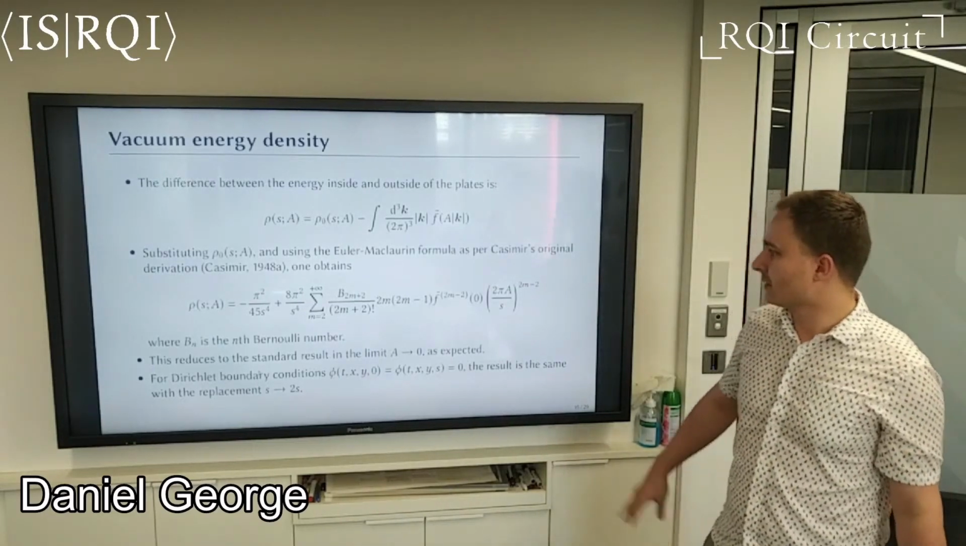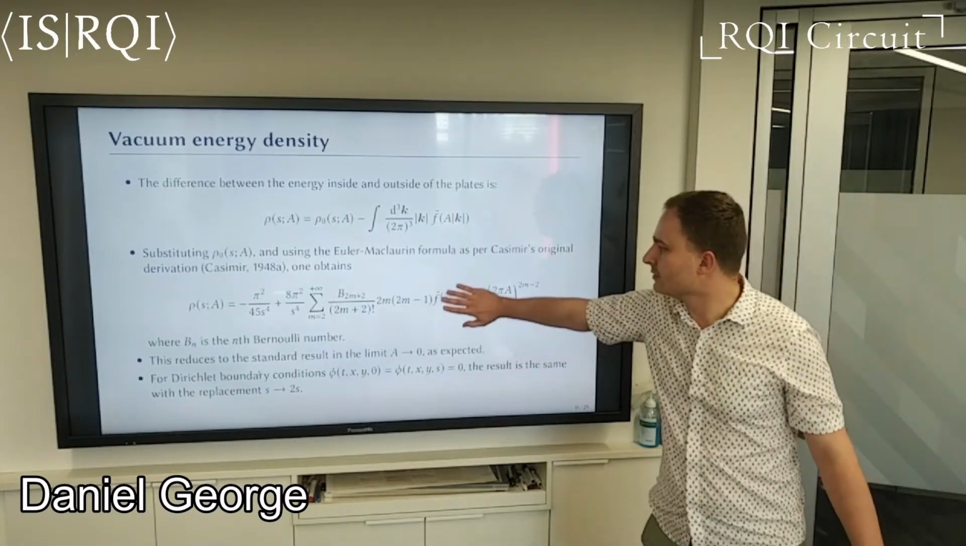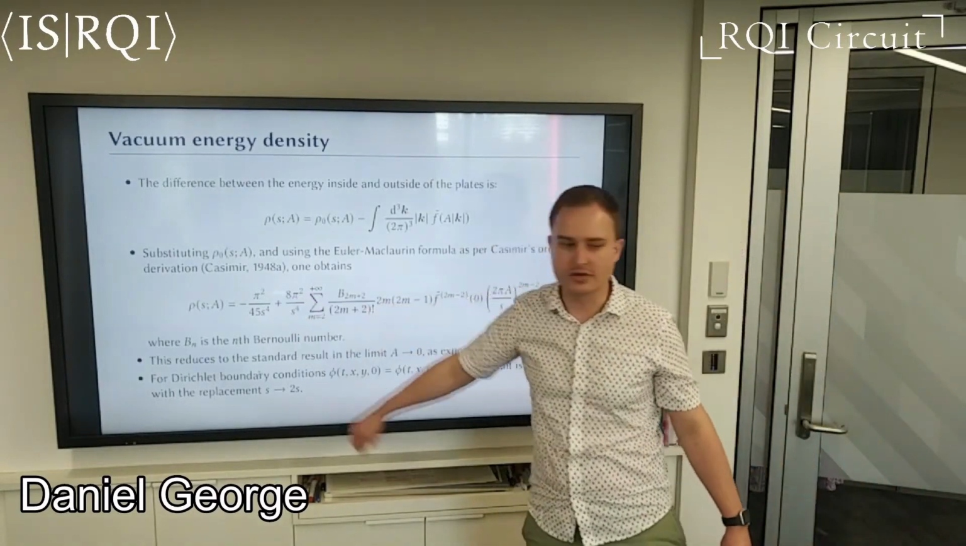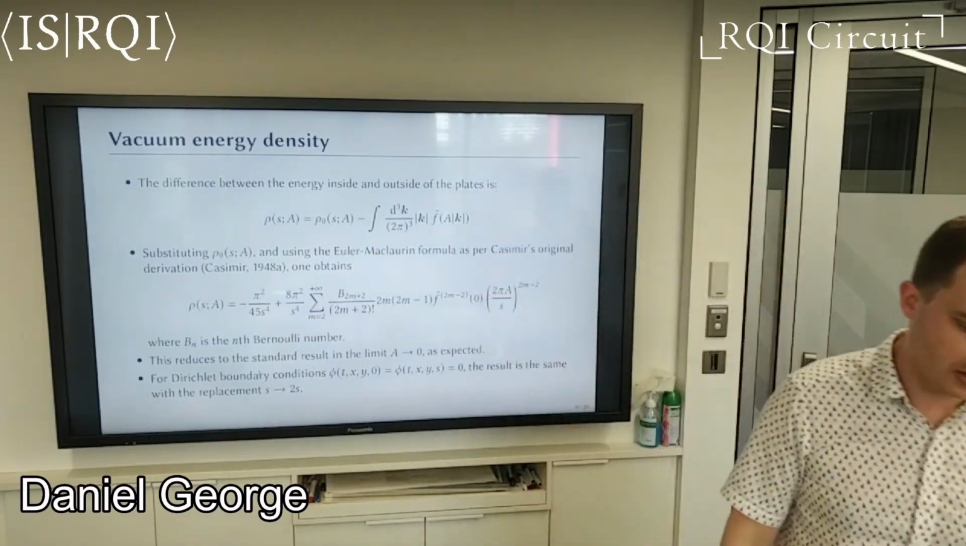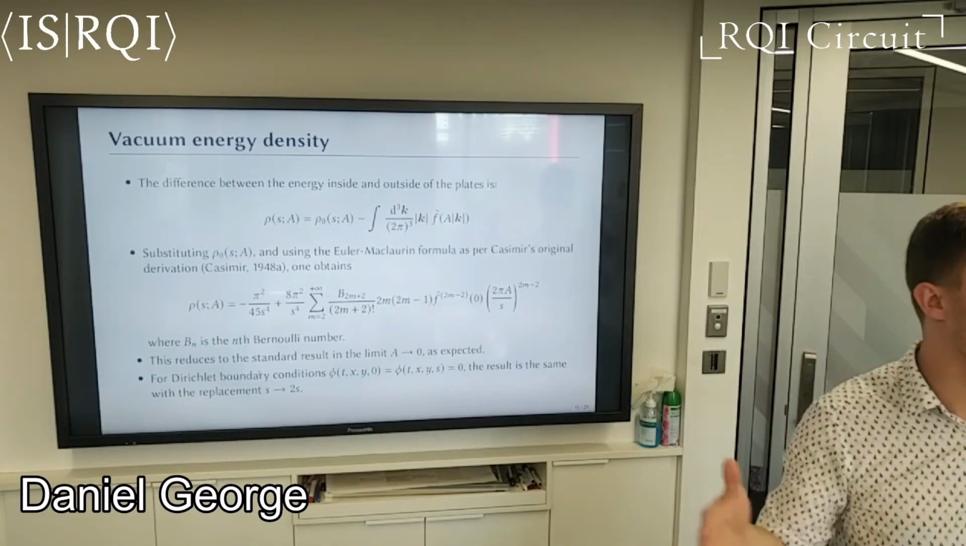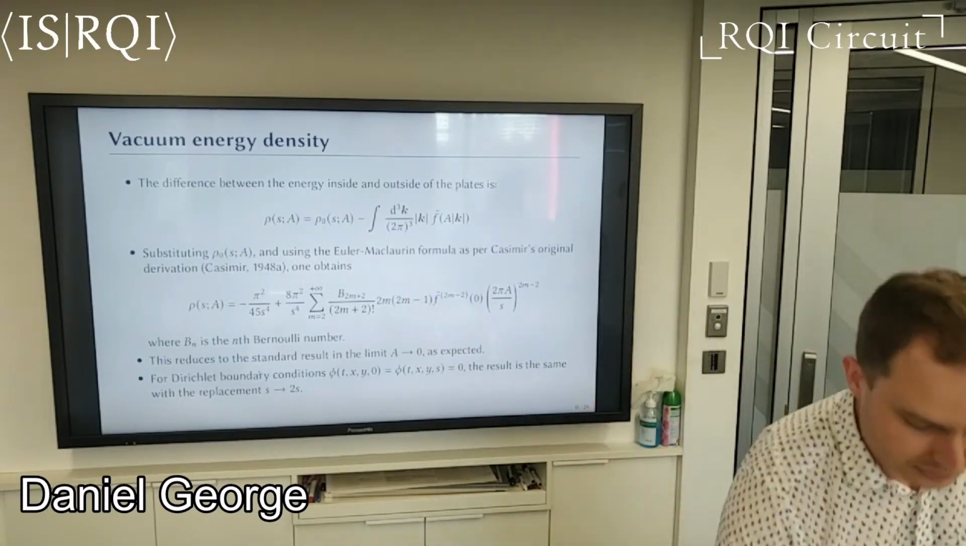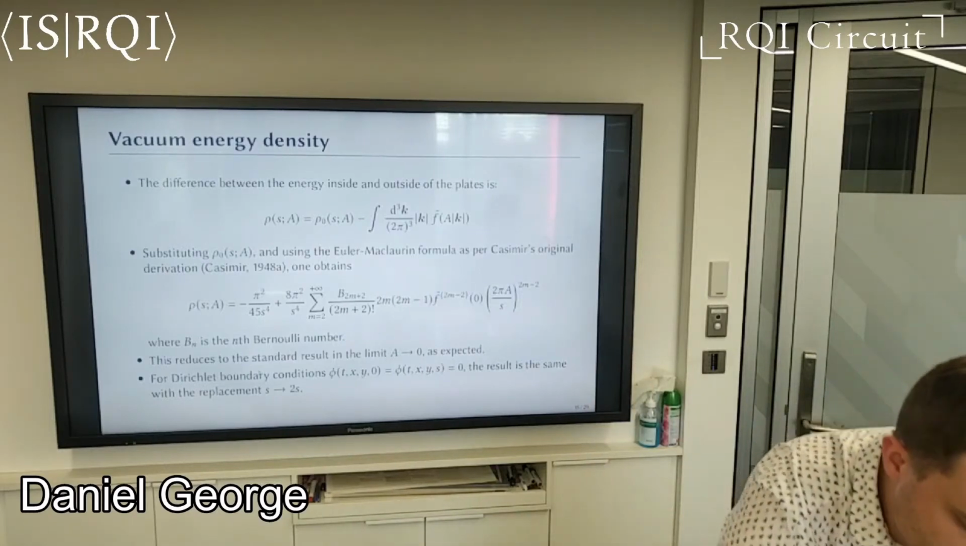All right, so a couple of things. If you take the limit a to 0, you lose this term entirely, and you end up with the standard result. And for different boundary conditions, if instead of using periodic boundary conditions you set them to 0 at the plates, it's more or less the same result, but with twice the distance.